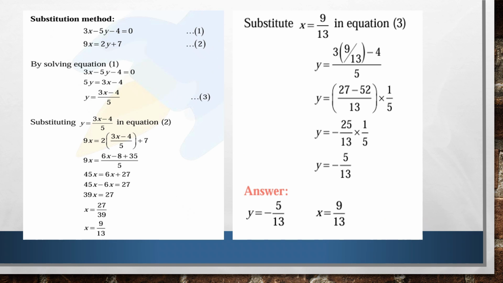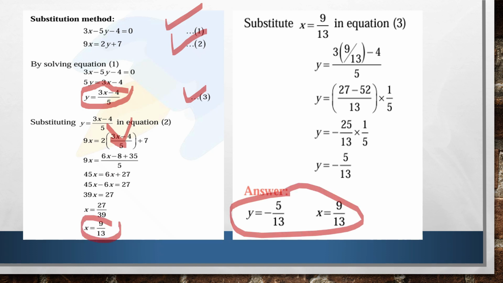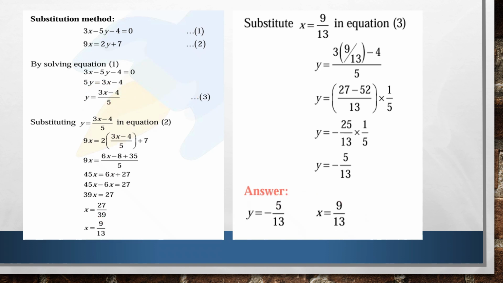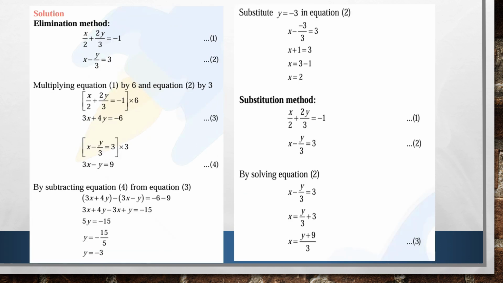In the substitution method, take equation 1 as 3x minus 5y minus 4 is equal to 0 and 9x is equal to 2y plus 7 as equation 2. If you solve equation 1, you will get y is equal to 3x minus 4 divided by 5. If you substitute it in equation 2, you will get x is equal to 9 by 13 and y is equal to minus 5 by 3. So this is regarding the fourth problem of the first main question of 3.3. Let us continue with the next problem.